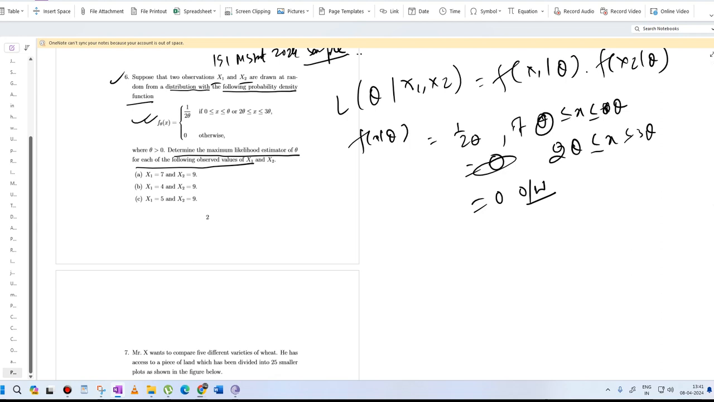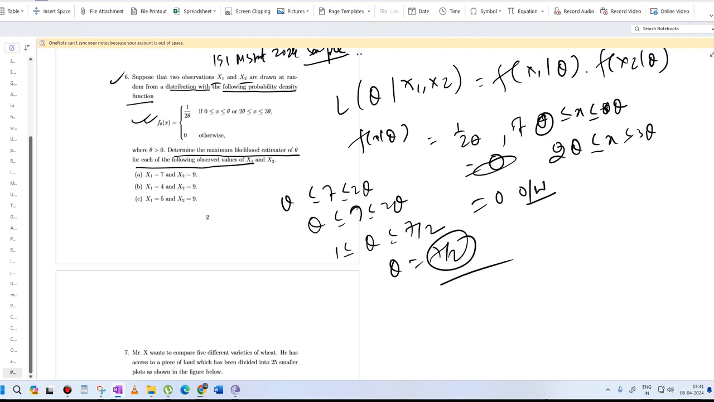Solving, we get theta less than or equal to 7 and 9, and theta less than or equal to 9 less than or equal to 2 theta. Dividing both sides by 7, we get 1 less than or equal to theta less than or equal to 7 by 2. So the MLE will give you theta equal to 7 by 2. In a very similar case we can do it with 1 by theta, and that will give you theta equal to 2, and in the last case theta equal to 5 by 2, so in that case 2.5. So 7 by 2, 2 and 2.5 are the three answers to this question.